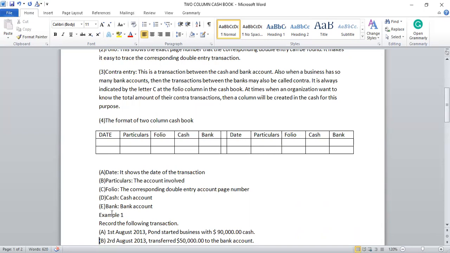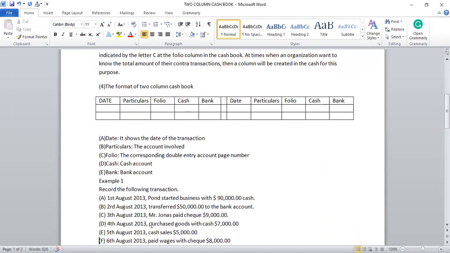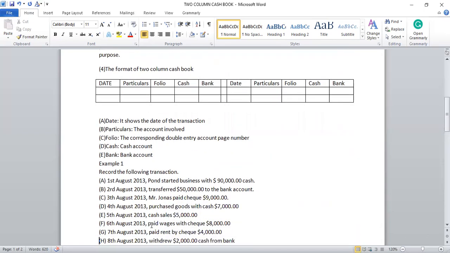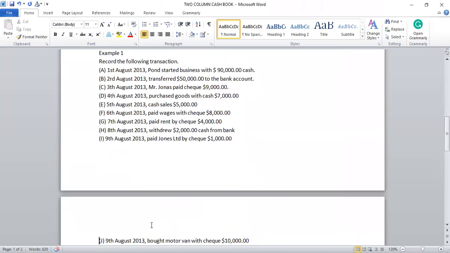So let us look at an example. Example 1, record the following transactions. We will indicate only the cash and bank entries. We won't do the double entry, whereby we will also show the other ledger entries. We only look at the cash and bank transactions. So we want to know how the cash book is drawn.